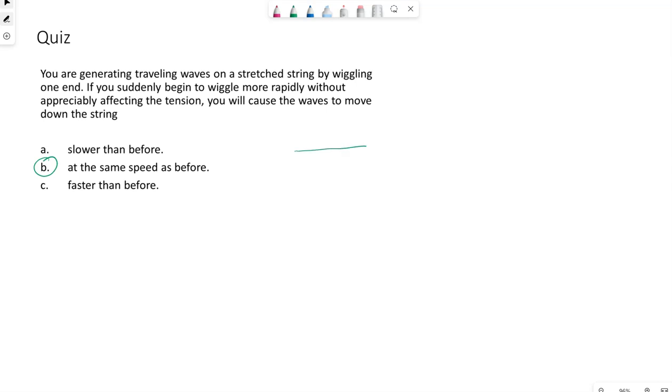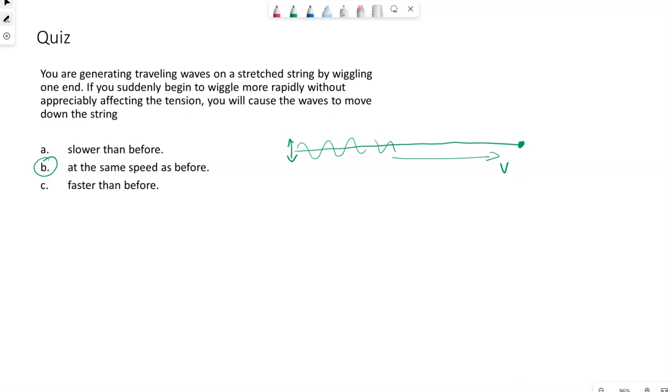So if I have this string, it's got to be attached to something at this end. It's saying that you're wiggling one end. That essentially means you're shaking one end either up and down or side to side. By doing that, you're causing waves to travel down the string. So the speed of the wave is down the string. It would also reflect some of it and come back.